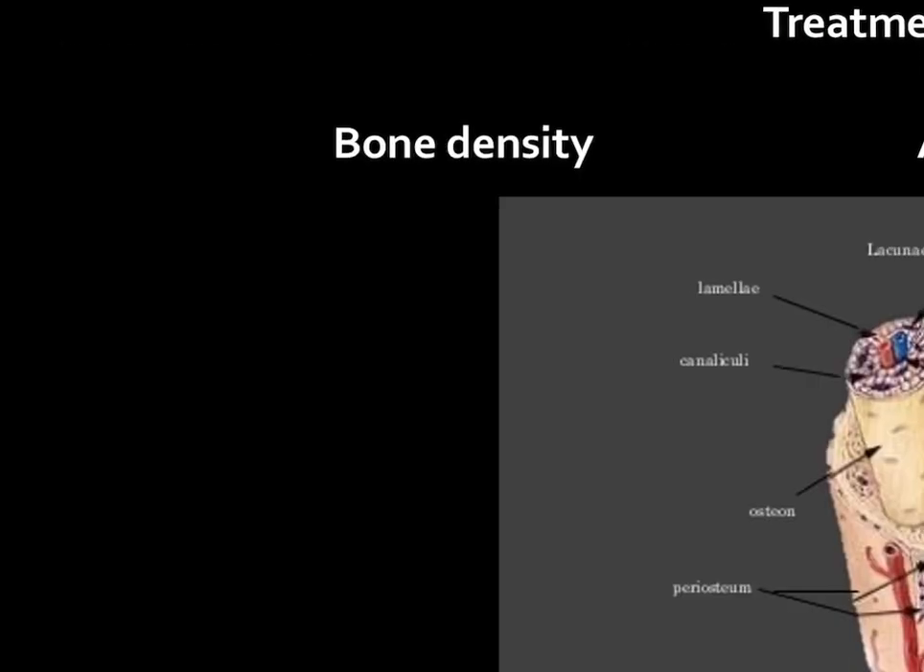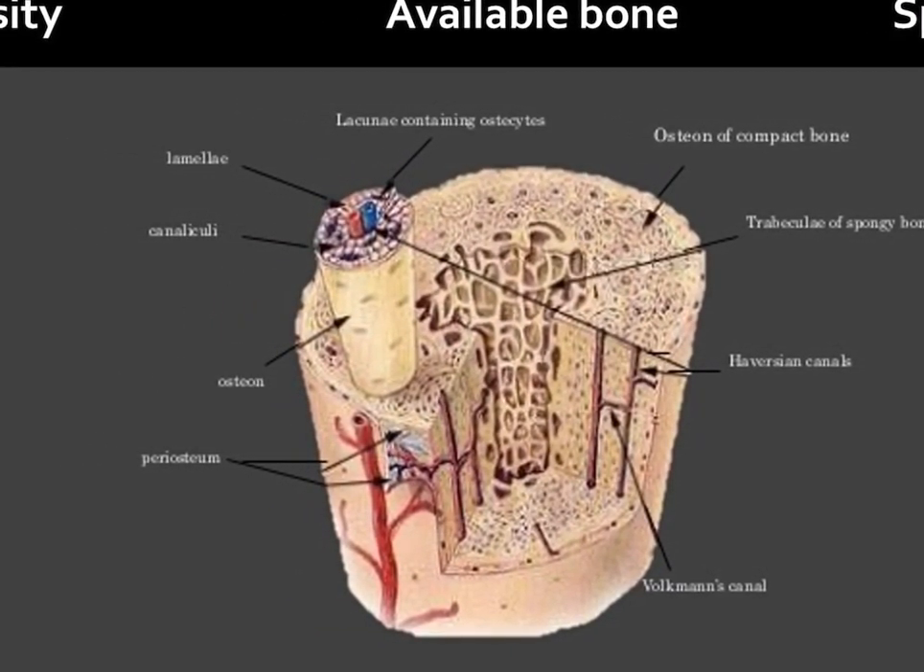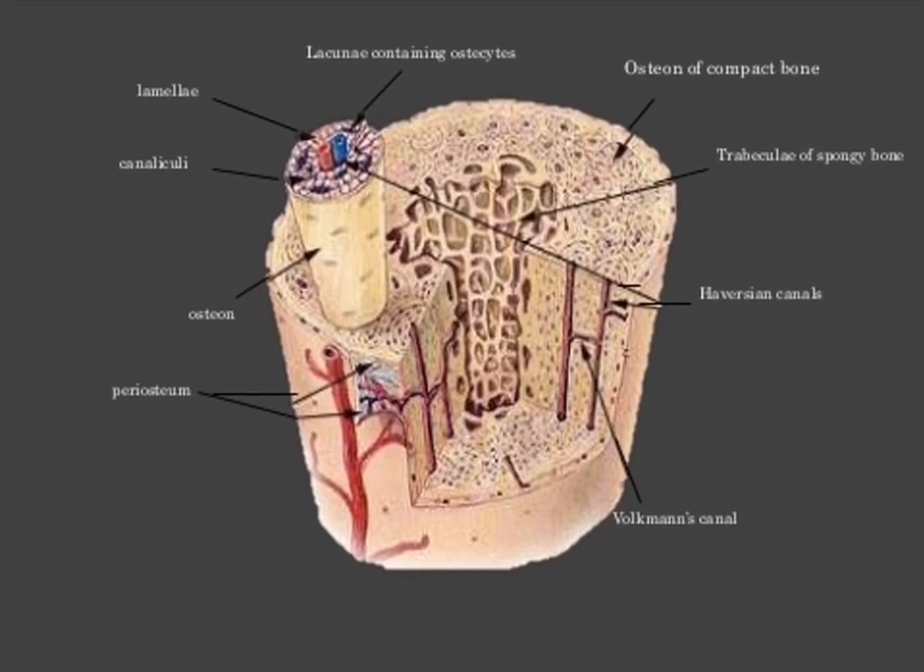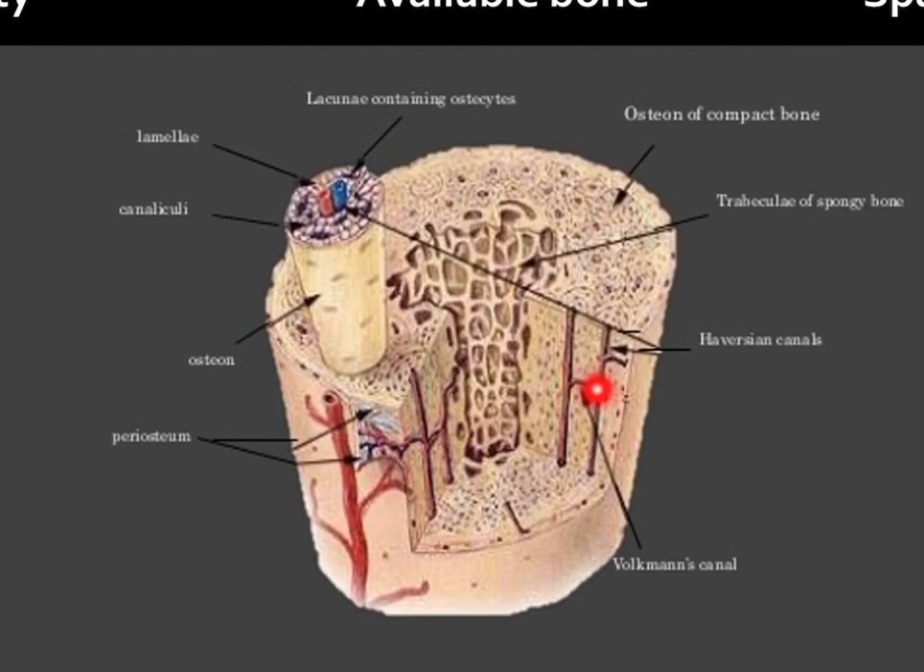So let's get into the normal anatomy of a bone. This is the normal bone as it is seen. It consists of the osteon, which is the basic unit of bone, and it consists of canaliculi and lamellae. The lacunae are present, which are the cavity-like structures. These are the Haversian canals and the Volkmann's canals, which are used for the nutrient supply of the bone.